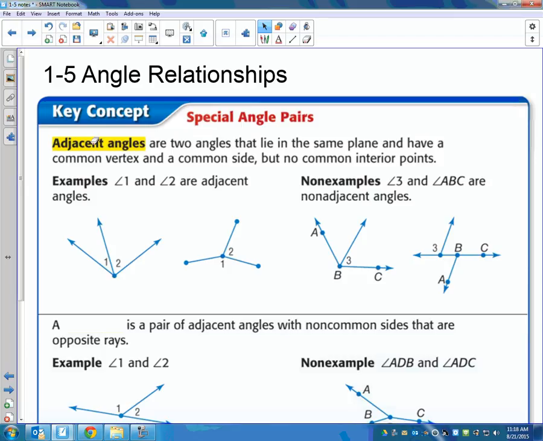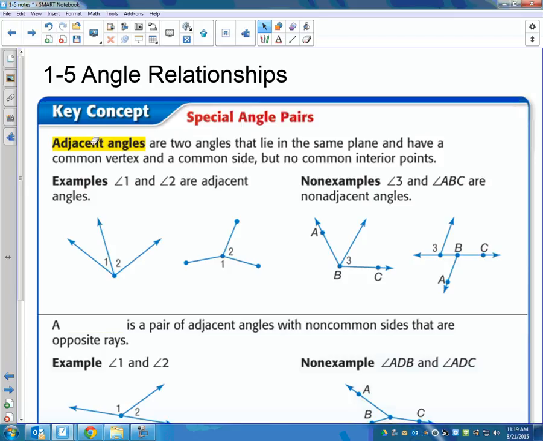What does adjacent mean? It means like right to the side. Yeah, like next to. I could say Eric is adjacent to Mackenzie. Right next to. In a triangle, we have the adjacent side. We say that it's right next to it. So adjacent angles are two angles that lie in the same plane. They have a common vertex and a common side, but they have no interior points.